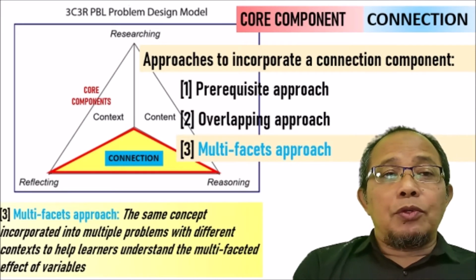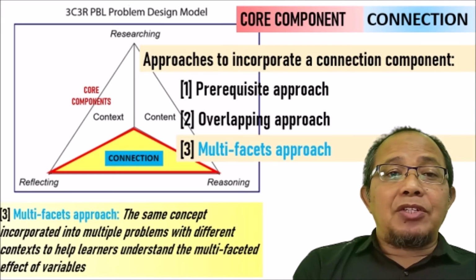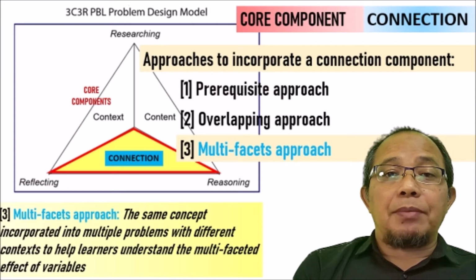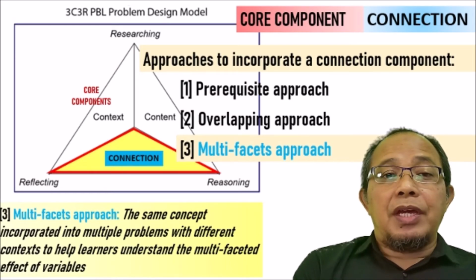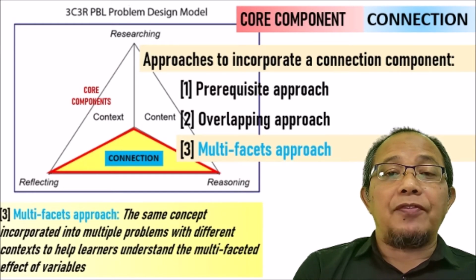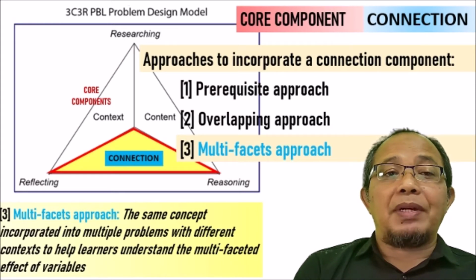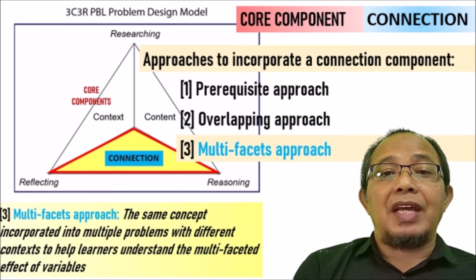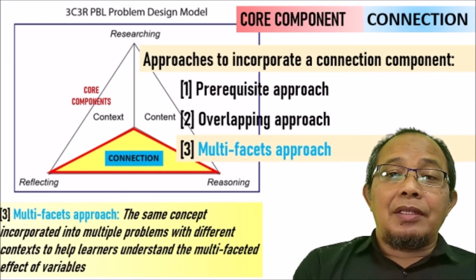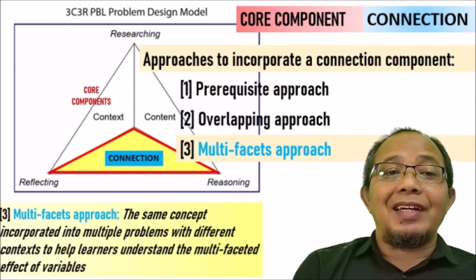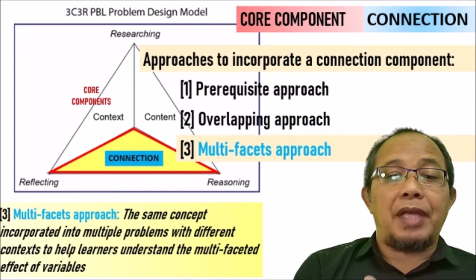And three, through multifaceted approach. The characteristics or nature of the variables or concepts could change from one context to another or over time. The same concept is incorporated into multiple problems with different contexts. It will help learners understand the multifaceted effects of variables. The overlapping approach helps students link related concepts within a particular domain or context, while the multifaceted approach takes it to the next level and enables students to integrate the conceptual networks more fully by interlinking concepts among different domains and contexts.